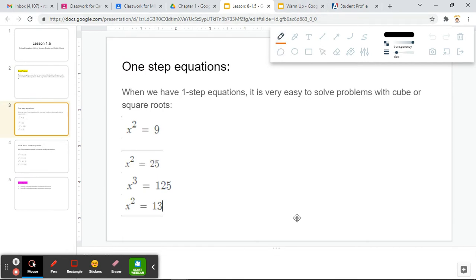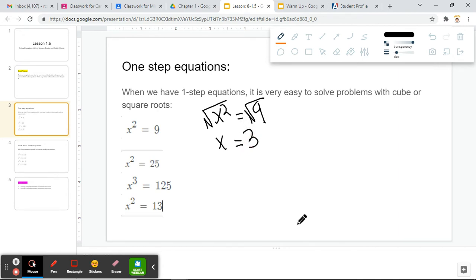Okay, so when we have one-step equations, it is very easy to solve problems with cube or square roots. Take x squared is equal to 9, for example. Well, as we can see here, we have a squared term on the left and a constant, or just a number, on the right. So just like when we divide to cancel out multiplication, the opposite of squaring a number is taking a square root. So we're going to take the square root of both sides. So the square root of x squared will just become x. And then the square root of 9 will become 3, because 3 times 3 equals 9.